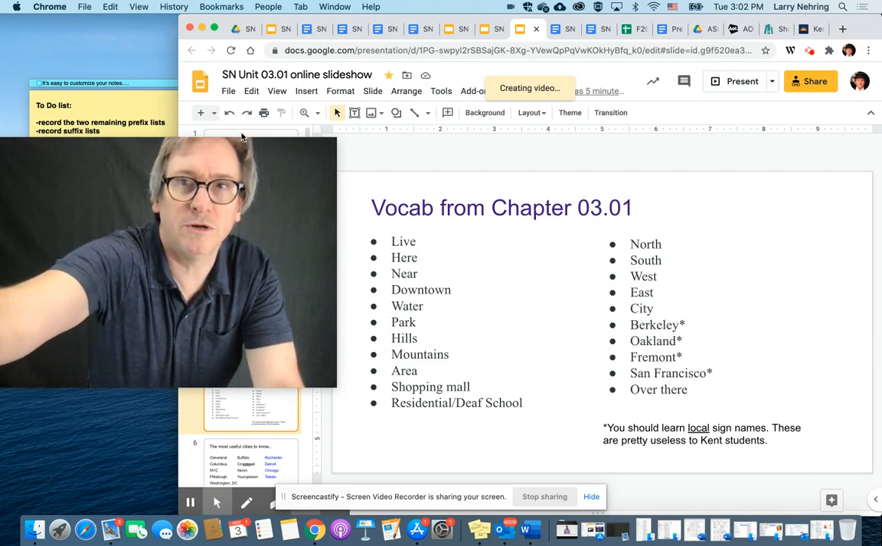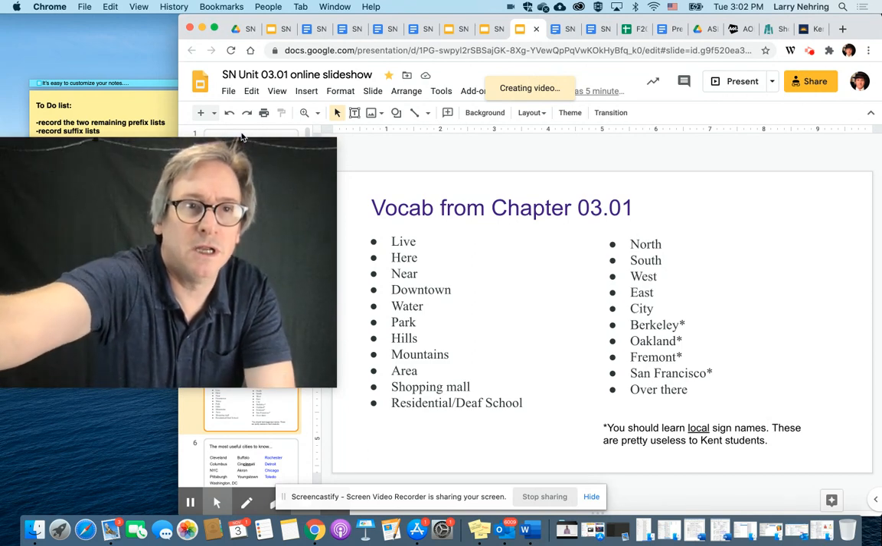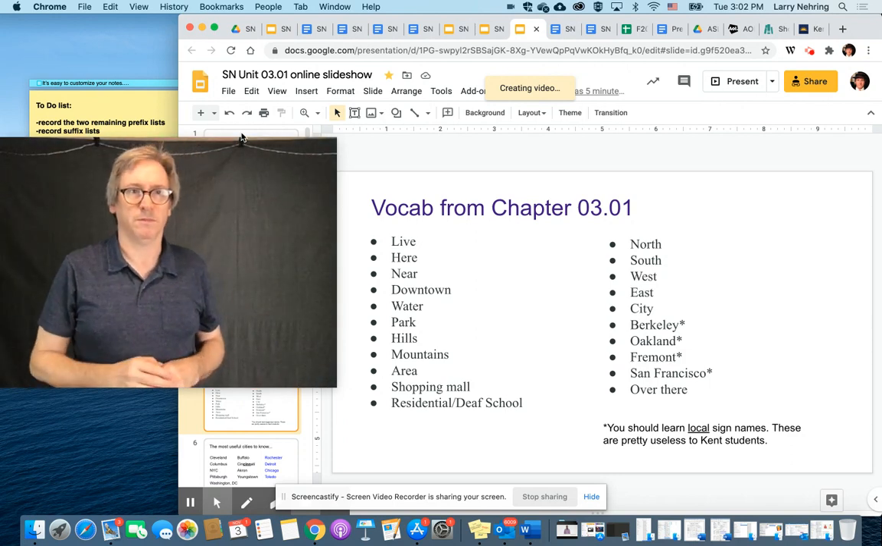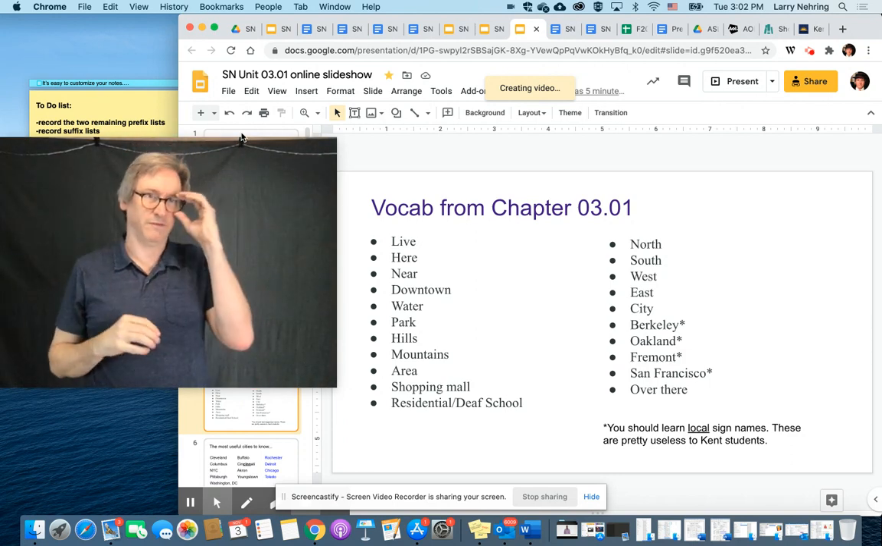I'm getting, okay, I think that's better. Getting kind of lens flares. I feel like J.J. Abrams.